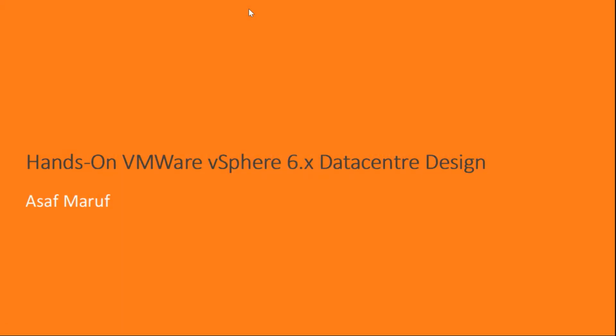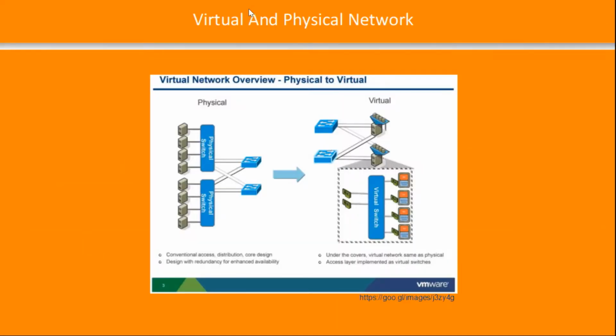Section 3, Video 2, a comparison of virtual and physical network. As you can see, a physical and virtual network are very similar, and if you compare them side by side, the only difference is that the access layer is implemented as virtual switches, while in a conventional physical network, the physical network has conventional access distribution and core design as shown in the picture.